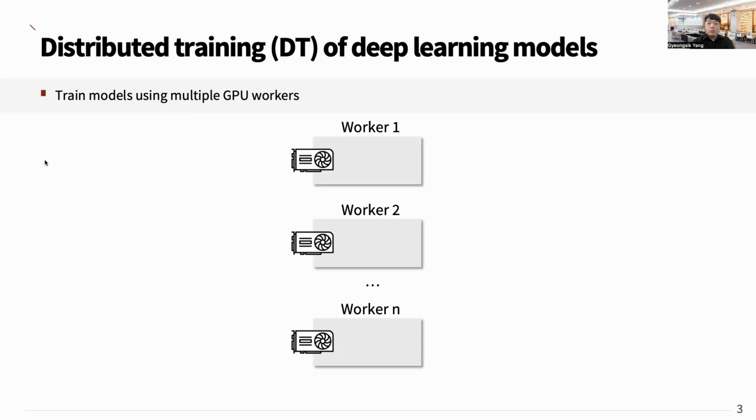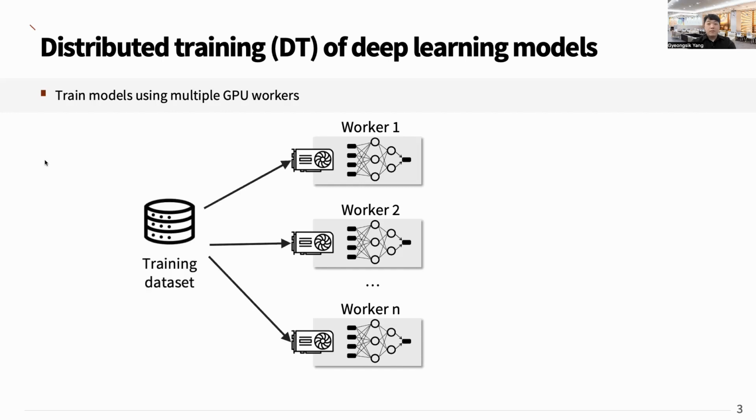DT trains a model with multiple GPU nodes called workers. Suppose that there exist n workers. Then each worker replicates the deep learning model structure. To train a model, the training data set is split and delivered to each worker. Then each worker trains the model by forward and backward propagations.